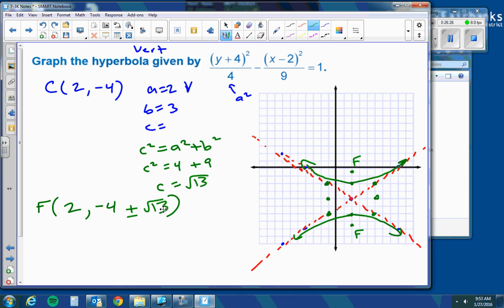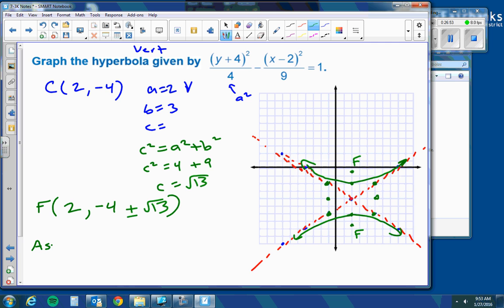Remember we said square root of 13 is 3 point something, right? So look, if I do negative 4 minus 3 point something, I get negative 7 point something, which is where this is. You count it out, that's 7 point something below the origin. If I do negative 4 plus 3 point something, I get like negative 0 point something, which is the approximate y coordinate for that other focus. But this is how you write it exactly.